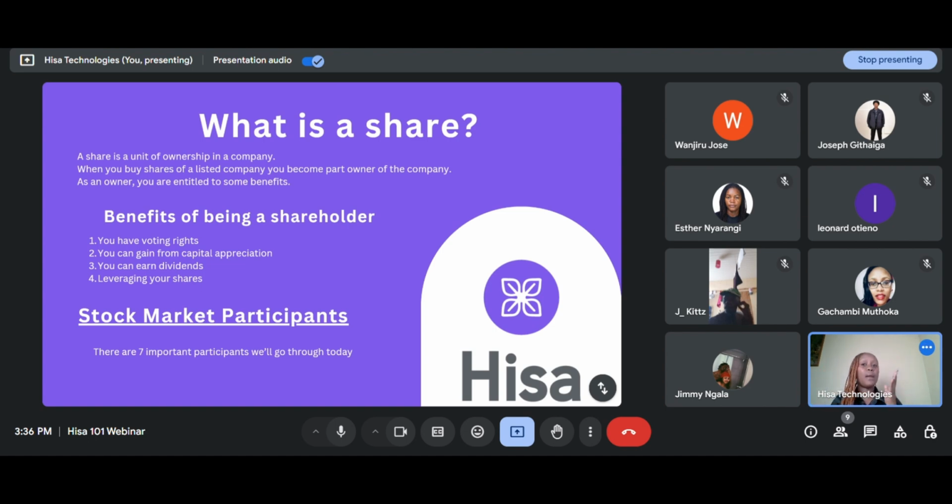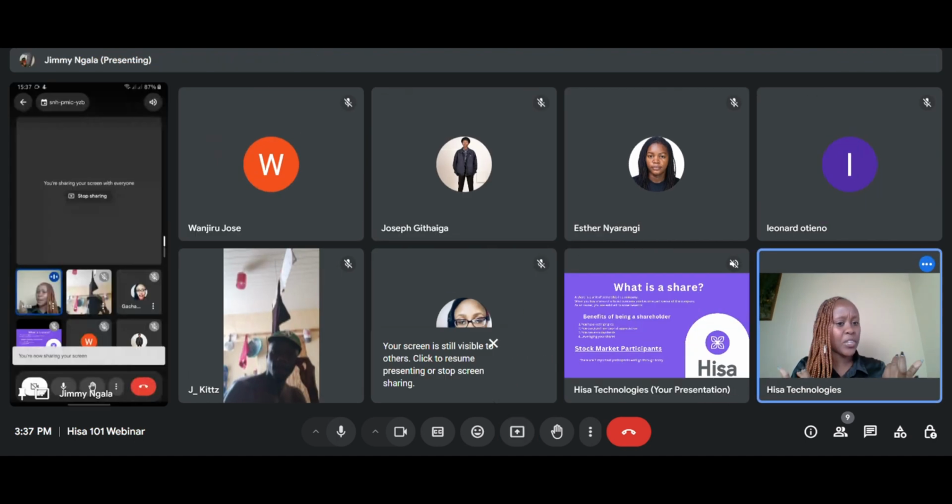For example, you can buy a share at 40 shillings per share. Then once that company reaches 50 shillings, you can sell. So that difference is what you gain. Number 3, you can earn dividends. And what are dividends? Dividends are simply profits of a company that company shares with you. As a shareholder, you are an owner, and that means you are in a position to get some profits of that company. All right?